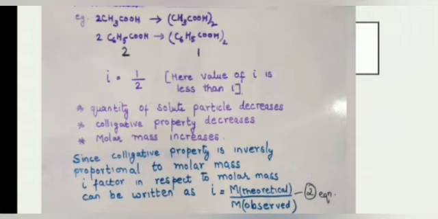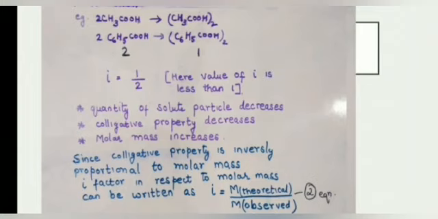So what will be the value of i? i will be less than 1. So what will happen to the quantity of the solute? Obviously the quantity of solute particles will decrease, and the colligative property will also decrease because both are directly proportional. And molar mass will increase because colligative property is inversely proportional to molar mass.